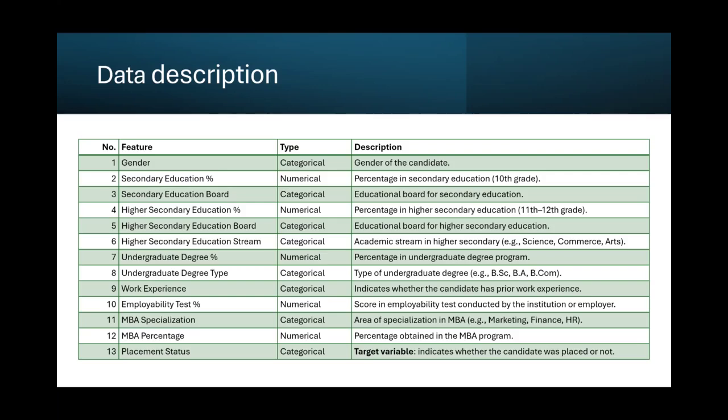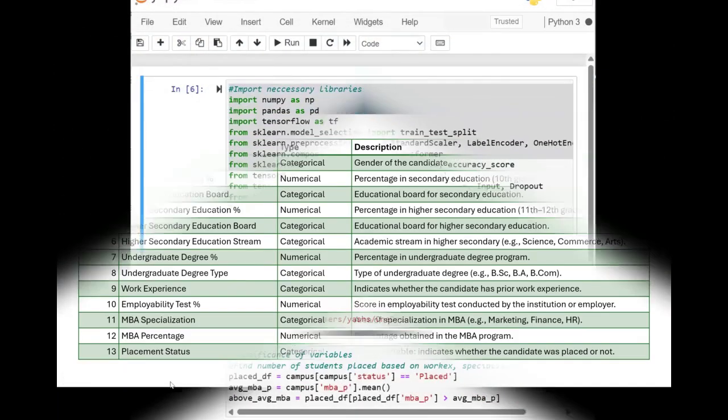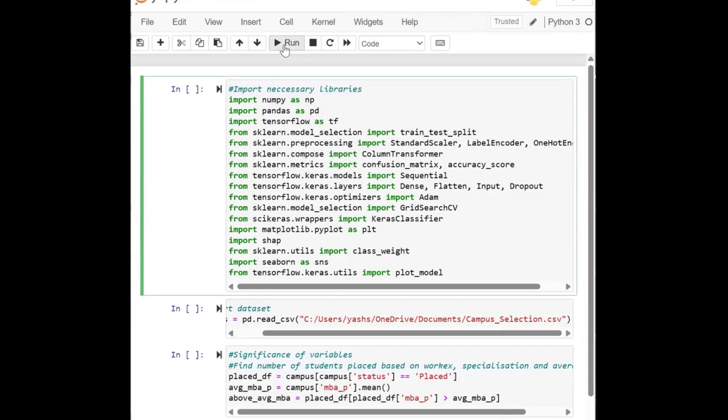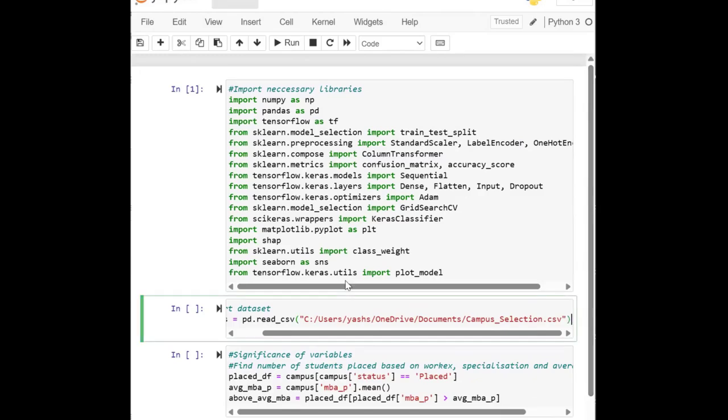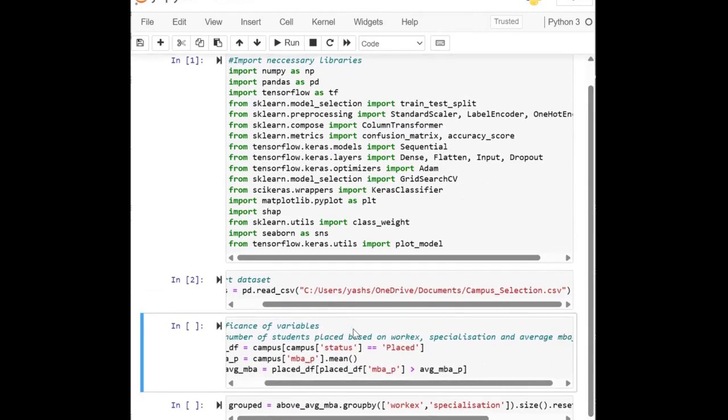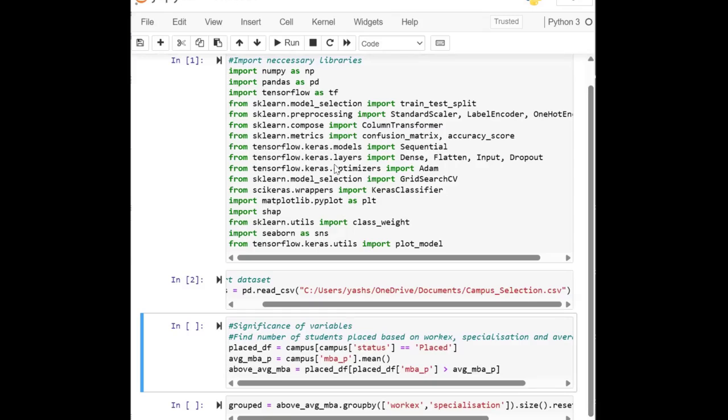Let's get started building the neural network model. The first step involves loading the necessary libraries to build a machine learning model. Second step involves loading the dataset. Now we will understand the significance of variables using specific visualizations.